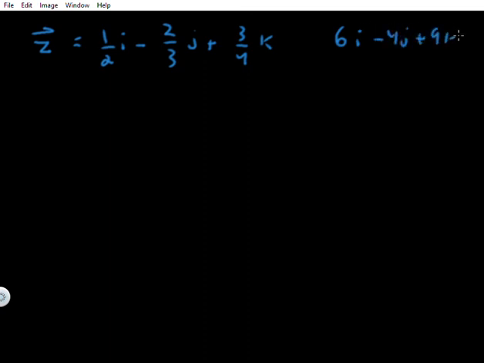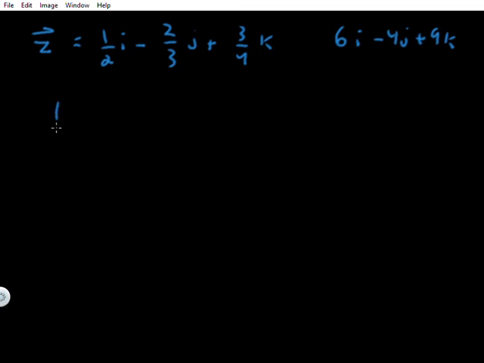So for our final exercise, I'm going to give you vector z, which is given by 1/2 i hat minus 2/3 j hat plus 3/4 k hat. And I'm going to give you another one, just 6 i hat minus 4 j hat plus 9 k hat. And I want you to determine if these two vectors are parallel or not, using what I just told you. So the key thing that you have to do is to see if z is some scalar multiple of this vector. So let's see that.